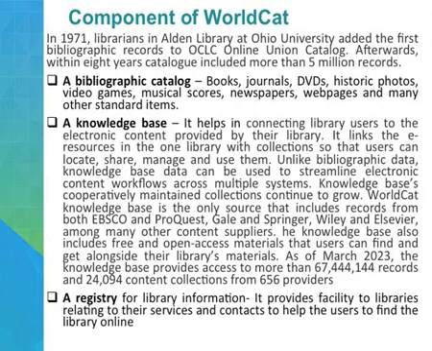In 1971, librarians at Alden Library at Ohio University added the first bibliographic record to OCLC, which was called the Online Union Catalog at that time. Within 8 years, the catalog included more than 5 million records. Because of its popularity and practical implications, people started participating in it. A bibliographic record covers books, journals, DVDs, historic photos, video games, musical scores, newspapers, web pages and many other standard items.